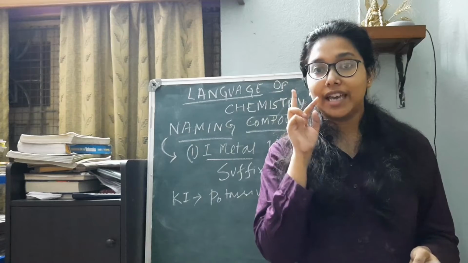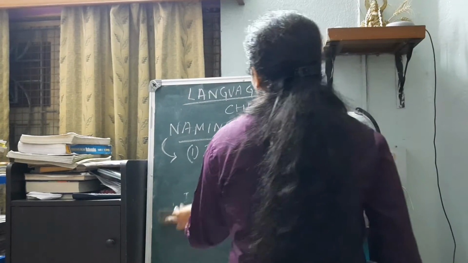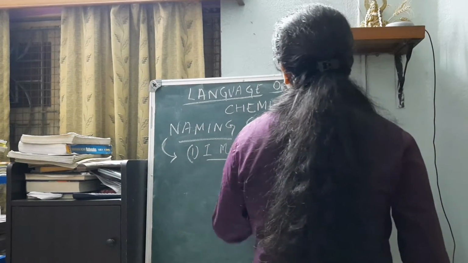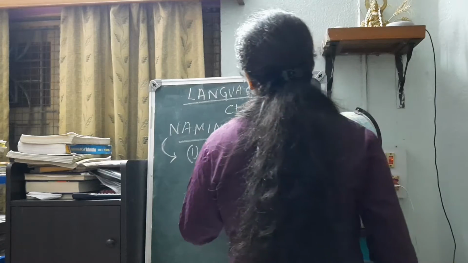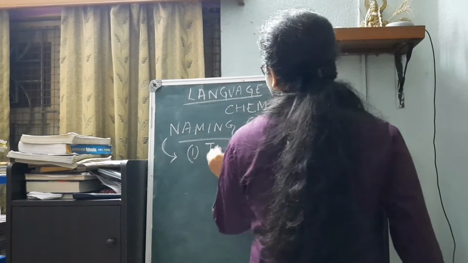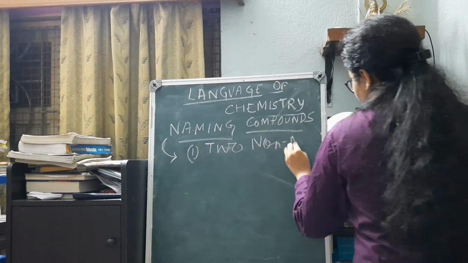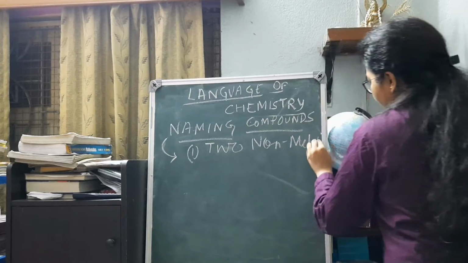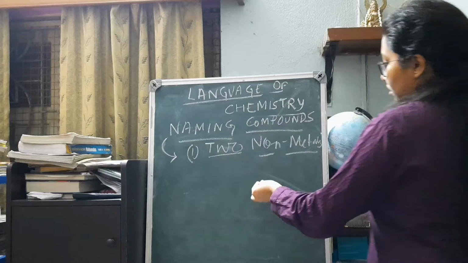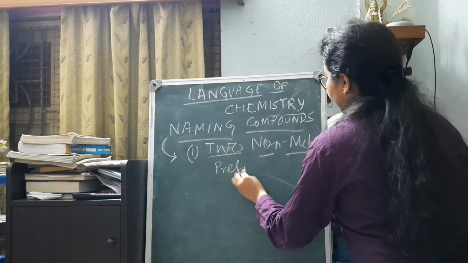Now going forward to case 2. In case 2, you will see that two non-metals are present. So how do we name it? When there are two non-metals, the case is very simple. We have to ensure that we provide the necessary prefixes, not always.